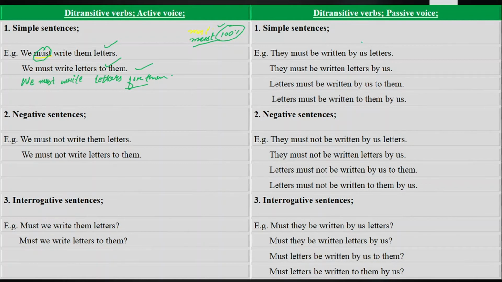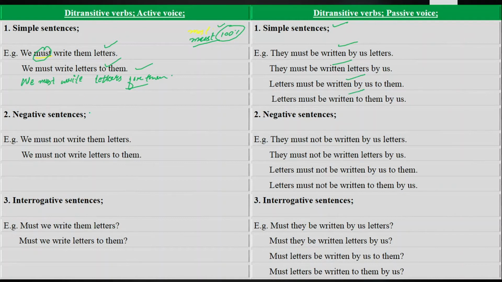In passive voice there are 4 ways to change the simple sentences of modal auxiliary verb must, simple sentences which make a simple statement. They must be written by us, letters. They must be written letters by us. Letters must be written by us to them. Letters must be written to them by us.